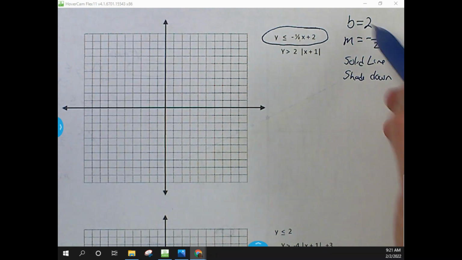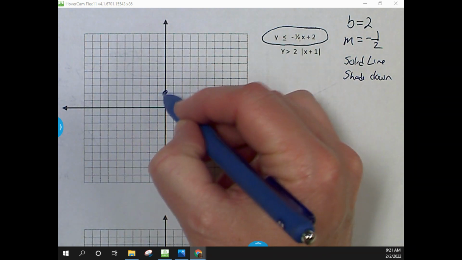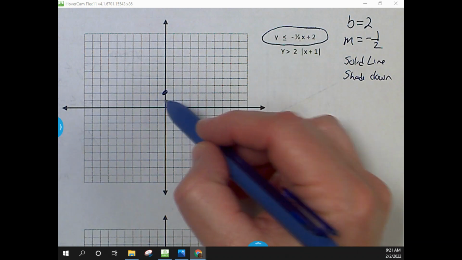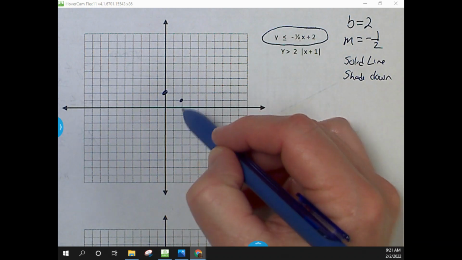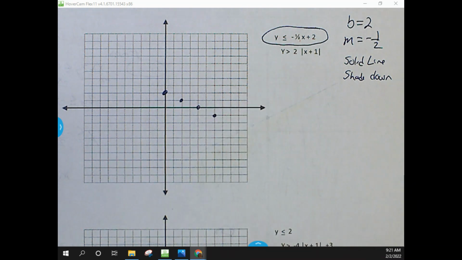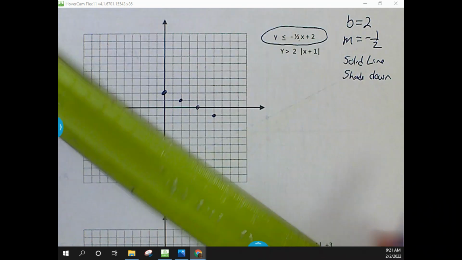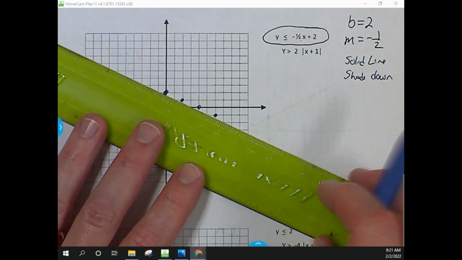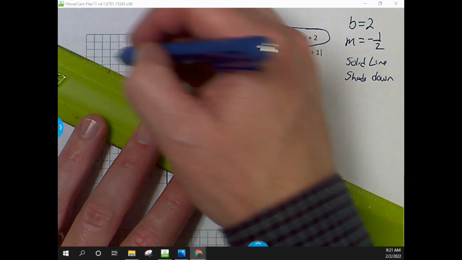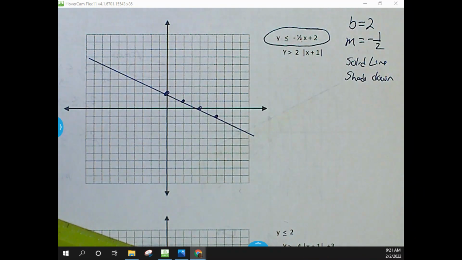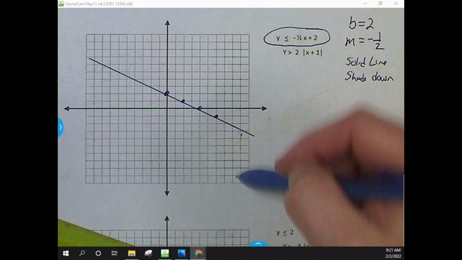All right, so we're going to begin at 2 on the y-axis. So that puts us right there. The m is negative 1/2, so we're going down 1 over 2, down 1 over 2. Going to go one more time, we go down 1 over 2. All right, solid line. And again, we're going to shade down, so it's everything kind of over in this area.